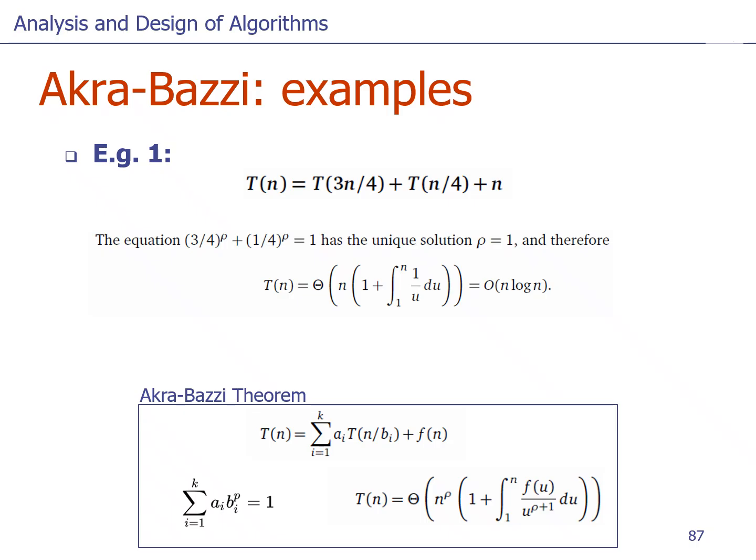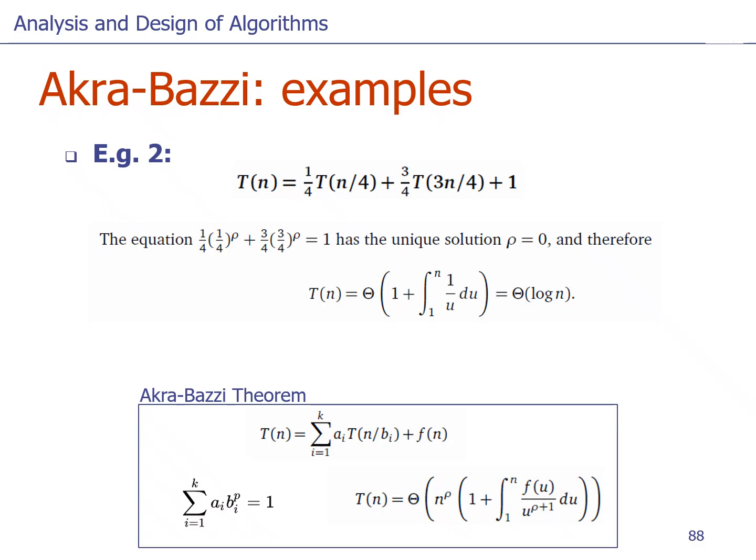I plug in now this 1 instead of the tau in my original formula. The original formula is at the bottom right, so it's going to be n to the 1. That's what you see in the center of the screen, multiplied by 1 plus the integration from 1 to n of f of u, which is u divided by u to the tau plus 1. So this is going to be u, 1 plus 1 is 2, so it's u divided by u squared, which is going to be 1 over u. And then the rest is you do the integration. Now you get the answer is n log n.